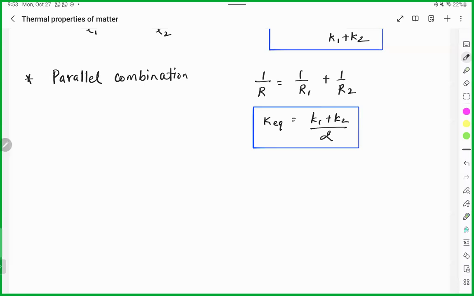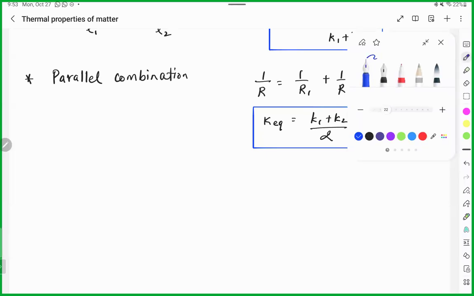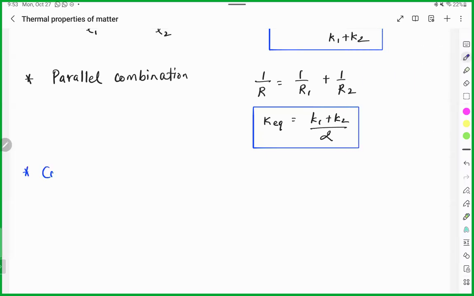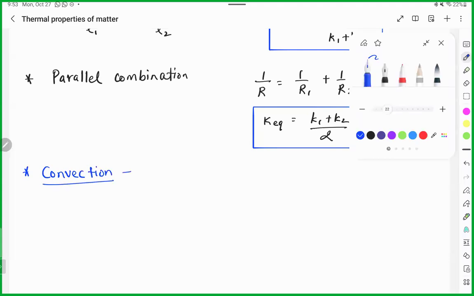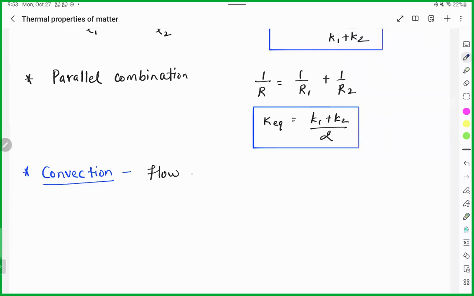So parallel combination is K1 plus K2 divided by 2. So this is all about conduction. Second is convection. And Pratigya, what is convection? Flow of liquid and gas, fluid flow. In case of liquid and gas, you have flow of water.